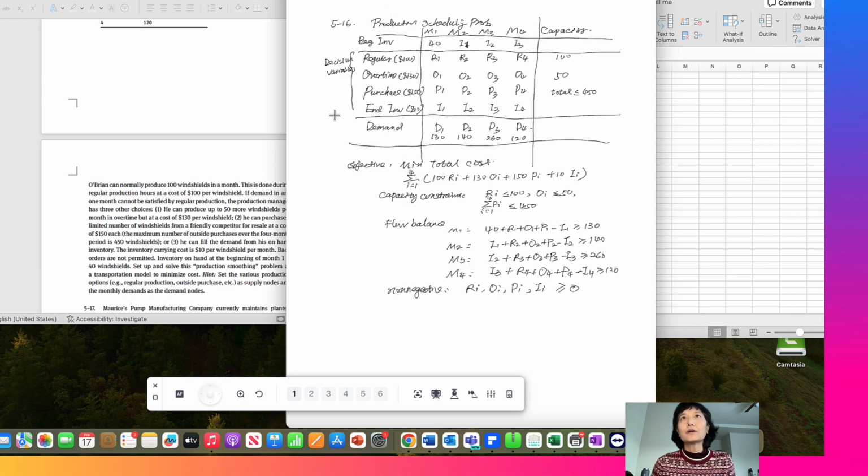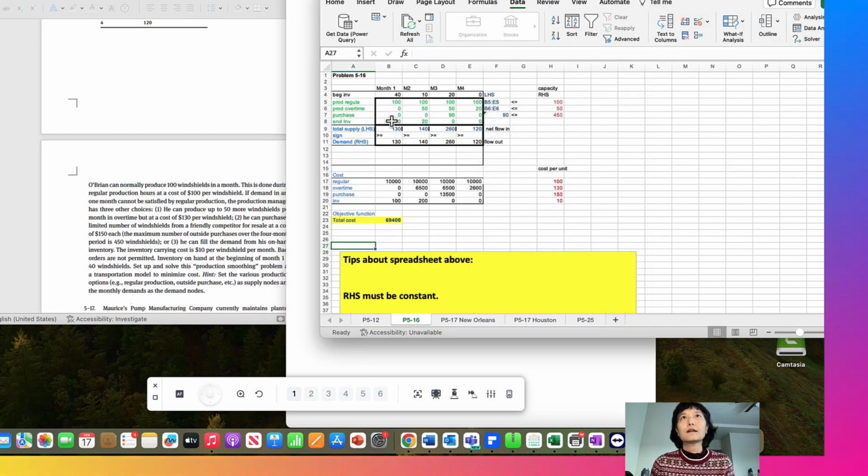You can also borrow this structure to make the Excel spreadsheet clean and elegant. So let's look at the Excel spreadsheet I set up. Okay, so the structure is pretty much like the sketch of the formulation. There are the beginning inventory and regular production. The decision variables are in this rectangular area, indicated in green. And then in order to set up the Excel Solver parameters, you need to have the left-hand and the right-hand side. The flow balance is here.